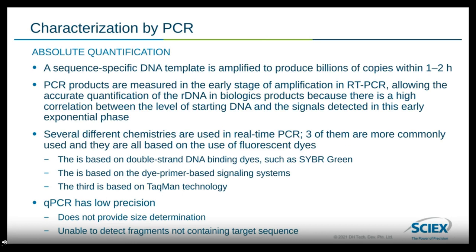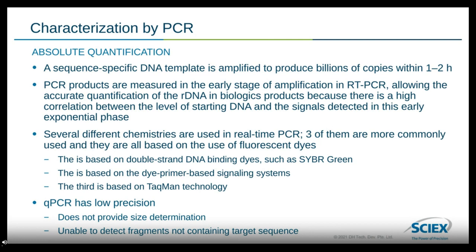Now, PCR-based technology can also be used for the determination of residual DNA and is now easily the most widely used method in our industry. During the PCR reaction, a sequence-specific DNA template is amplified to produce billions of copies within a couple hours. And that allows for the detection of extremely low levels of DNA. Now, PCR products are going to be measured in the early stage of amplification when we're using real-time PCR, which allows for an accurate quantitation of the residual DNA in our products, because there's a high correlation between the level of starting DNA and the signals detected in that early exponential phase.